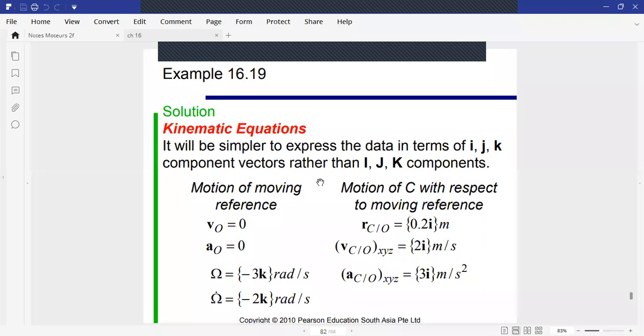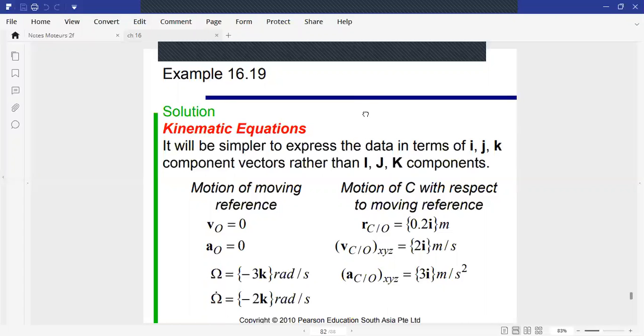Please pay attention to one thing. You can always choose to work in the moving frame or in the fixed frame. You can choose to express all your vectors in terms of small i, small j, small k, or in terms of big I, big J, big K. But don't mix both. I will choose what is easier. In this problem, for example, it's easier to work in terms of small i, small j, small k.